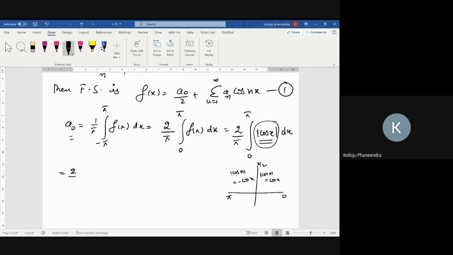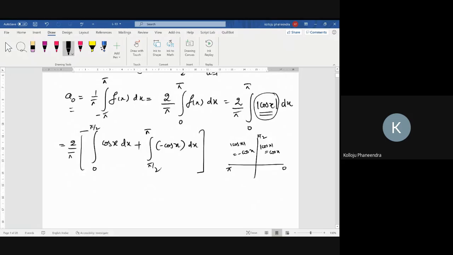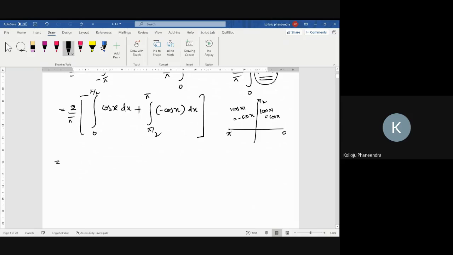That is equal to 2 by pi, bracket open, 0 to pi by 2 is one part. In 0 to pi by 2, mod cos x is cosine x, plus, and pi by 2 to pi, mod cos x is minus cosine x dx. This is the logic in this problem. Okay, and remaining everything is the same. So let me evaluate this.